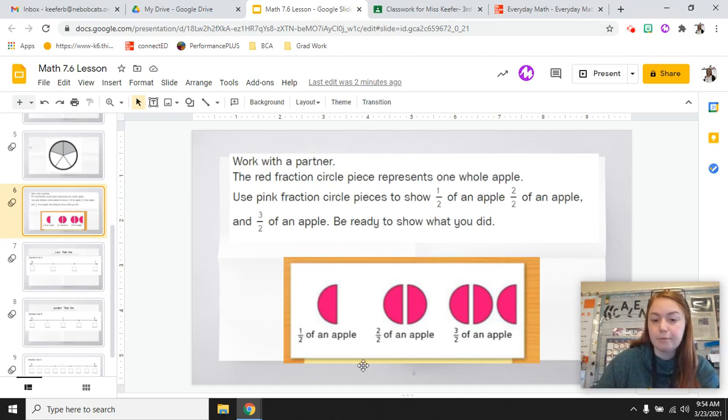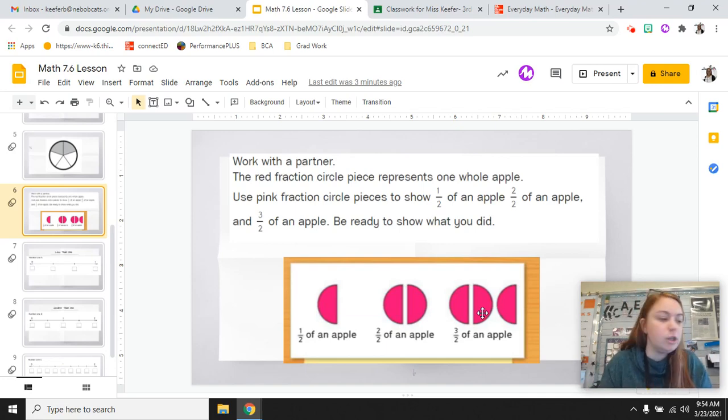So we had 1/2, 2 halves, which is also 1 whole, and then 3 halves, which is 1 whole and then half of an apple. So that's how you can see what the 1 looks like. This would be 1 whole apple, less than 1 apple, half of an apple, or more than 1 apple, which is like an apple and a half. So when you talk about fractions, I know it sounds kind of crazy and goofy, but you can have less than 1 and you can have more than 1.